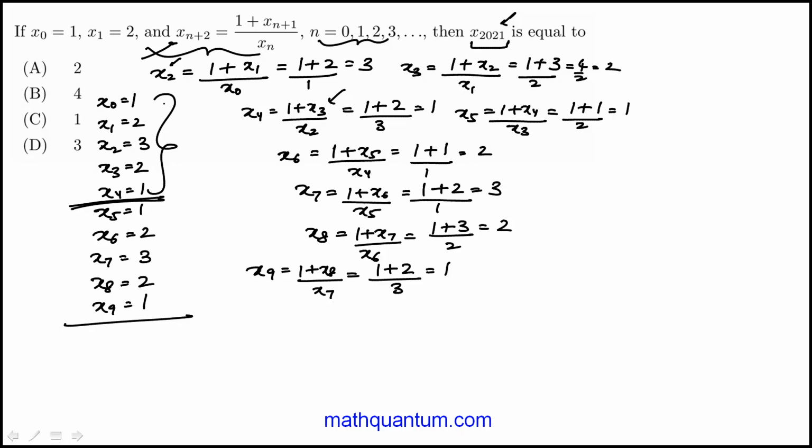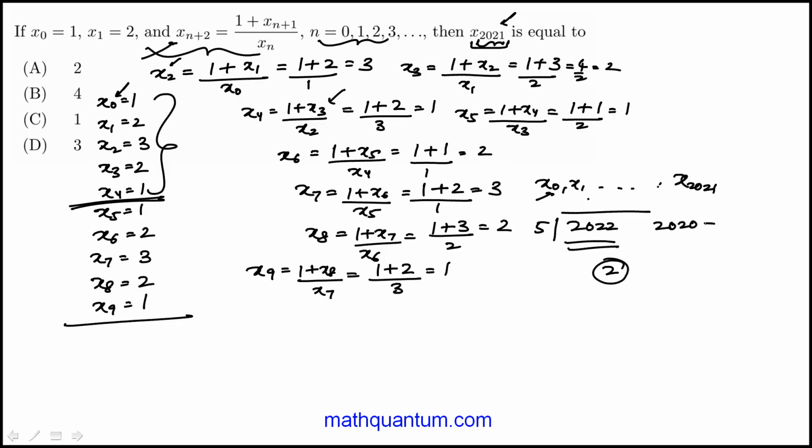So now what I can do is to figure out how many of these repeating blocks I can accommodate in 2021. Now, what you have to note here is that from x0 to x2021, you have actually 2022 terms because it's starting with 0. So I'm going to divide 2022 by 5. So that's, as we can see, remainder will be 2 because it's 2020 plus 2, and that's divisible by 5.